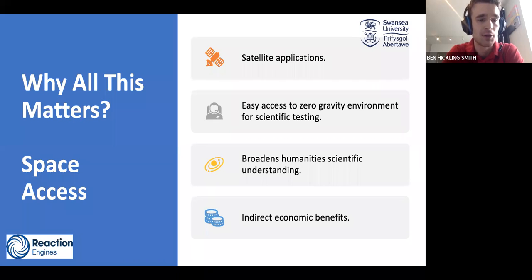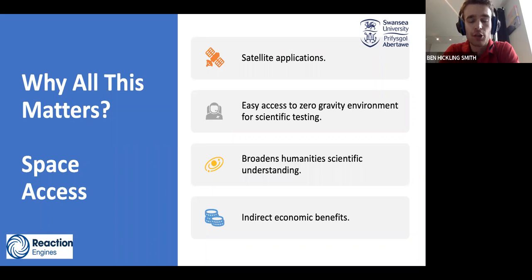I think it's fair to say that all of us regularly use things that rely on satellite applications: GPS, cell phone service, everything. It's almost an integral part of our daily life. But also the wider scientific community. Having access to zero gravity environments for testing is becoming increasingly important, and bringing the cost of that down is always beneficial. And that's something that Skylon and the work that Reaction Engines are doing is trying to offer.